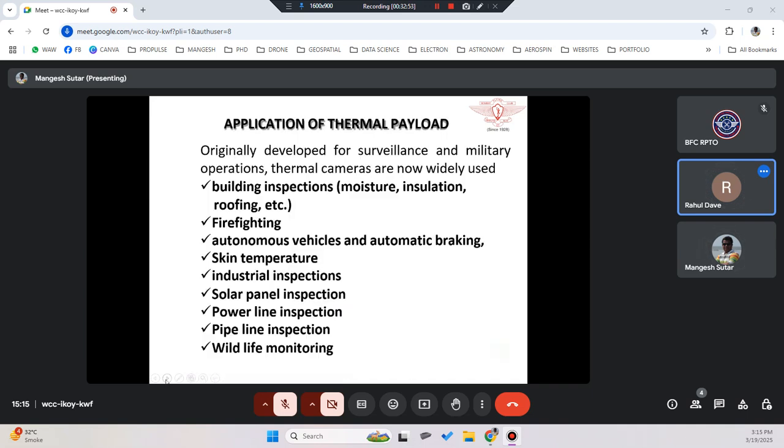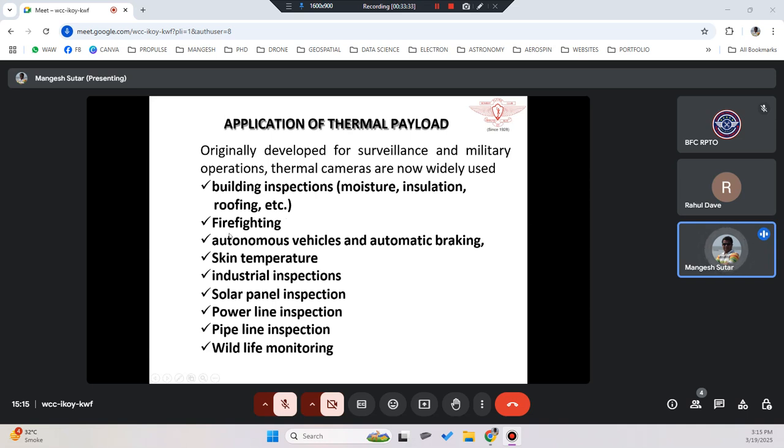Right. So, application of thermal payload: originally developed for surveillance and military operation, thermal cameras are now widely used even in building inspection. Like you can detect moisture. Just looking at the wall you can see that it may be wet, but you can't figure out where the leakages are. I've seen this as one application of the thermal camera: people have handheld thermal cameras and scan the wall, and they can pinpoint the source of the leakage in the roof or in the wall itself. Or insulation, roofing, and so on.